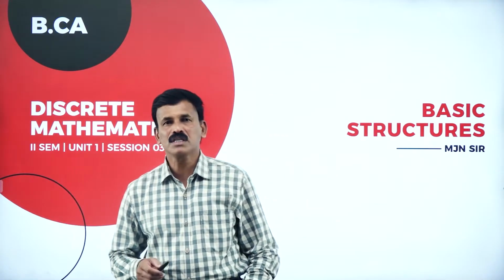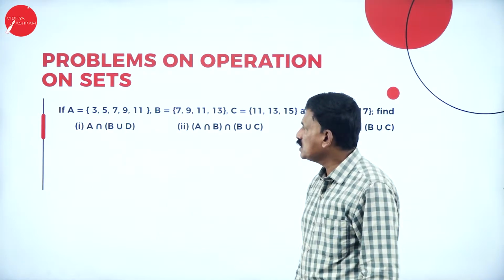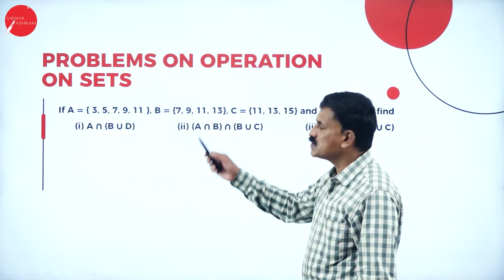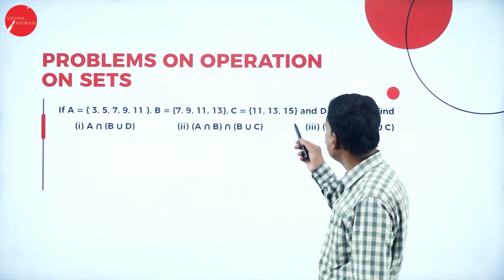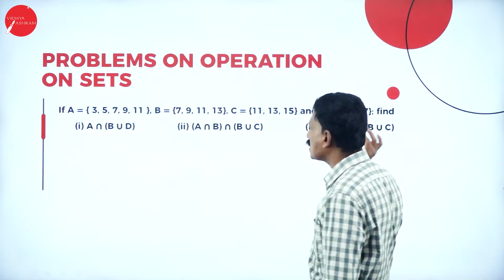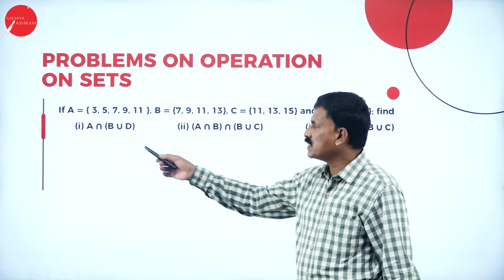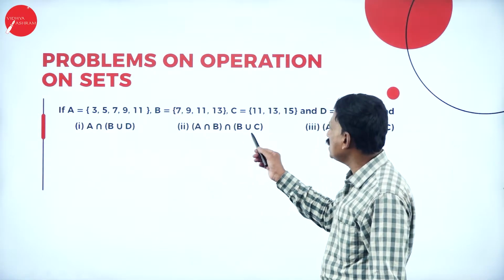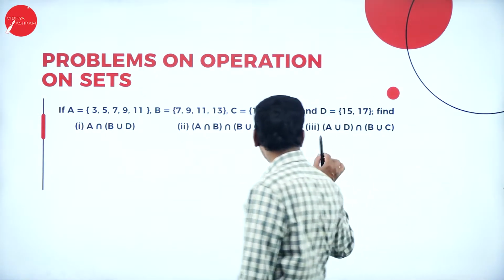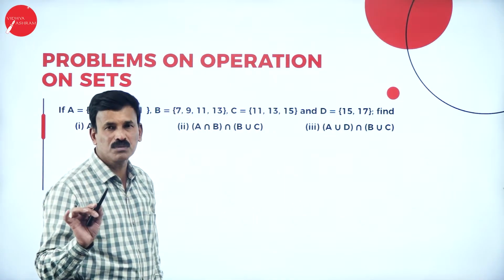Okay. Now let me come to the first problem. If A is equal to {3, 5, 7, 9, 11}, B is equal to {7, 9, 11, 13}, C is equal to {11, 13, 15} and D is equal to {15, 17}. Four sets are given, A, B, C, D. And what is required to find? A intersection (B union D), A intersection (B union C), and A union D intersection (B union C). These three problems are given.